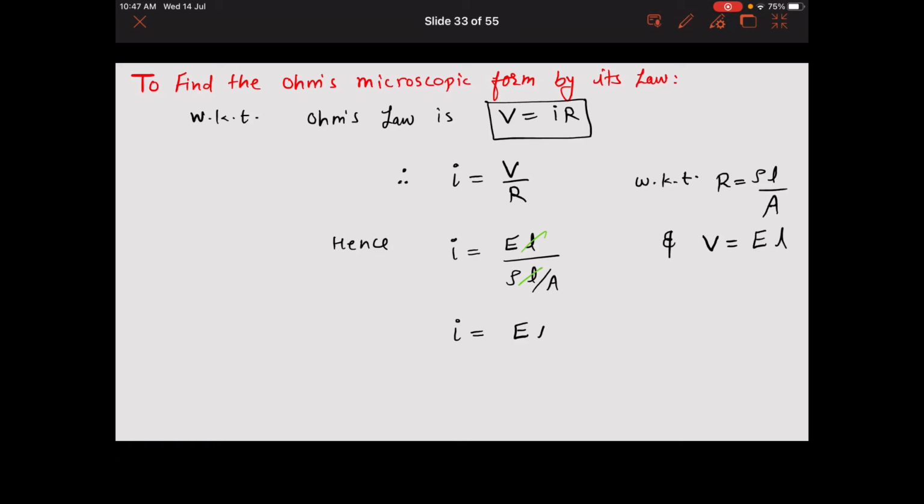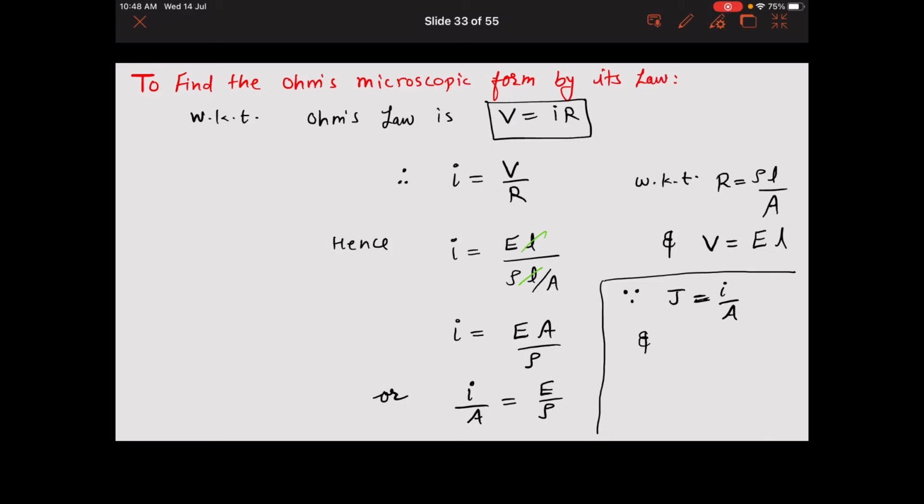E A by rho, or I by A equals E by rho. Since J equals I by A, where J is current density, and sigma equals 1 by rho, hence we can write J equals sigma E, which is Ohm's microscopic form.